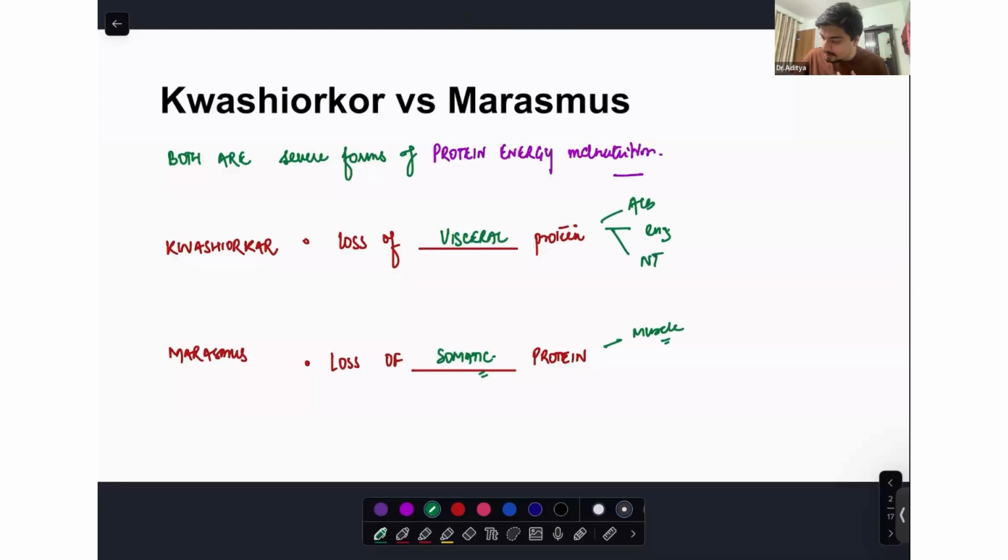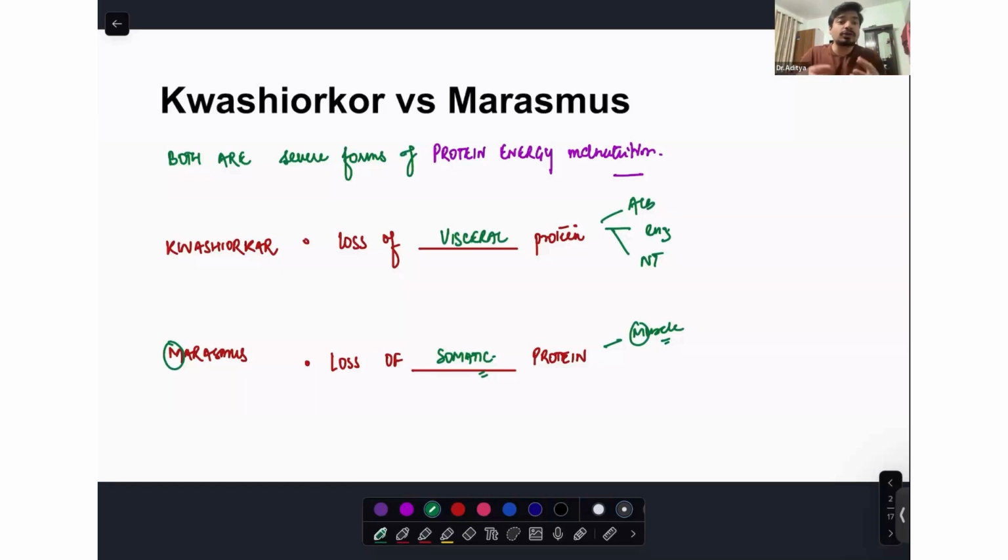Now, when the child was faced with malnutrition, the body decided that it has to lose protein because the body was not getting anything. Depending upon whether the body starts to lose albumin, enzymes, and neurotransmitters, the child will end up having Kwashiorkor. Versus if the body decides to lose somatic protein, the protein in muscle, the child will end up having Marasmus. You can easily remember it: M for Marasmus, M for muscle protein. This is the core difference between Kwashiorkor and Marasmus.